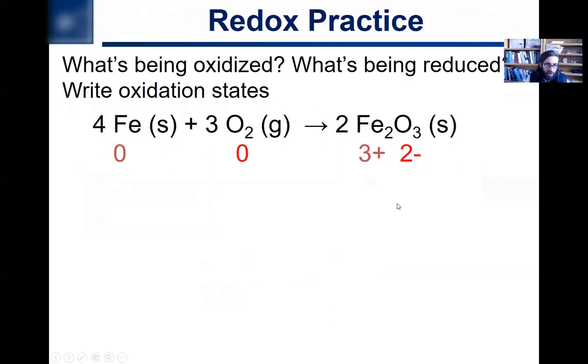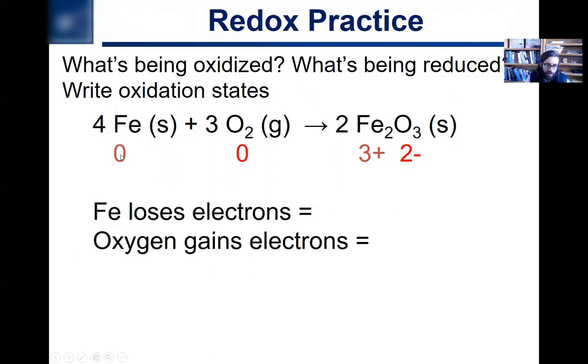Okay, let's just do another practice. So here's one, iron in its elemental state, oxygen in its elemental state. Both of those are going to be 0. Here's iron oxide. Oxygen in most of its compounds is -2, so it's going to be -2. And for this to be neutral, the iron is going to have to be +3, because there's 2 irons, so that's total +6, and there's 3 oxygens, so that's total -6. So overall, it's 0 because it's a neutral compound.